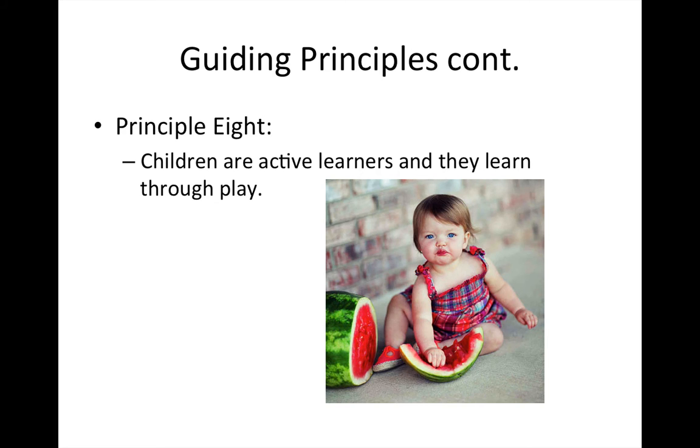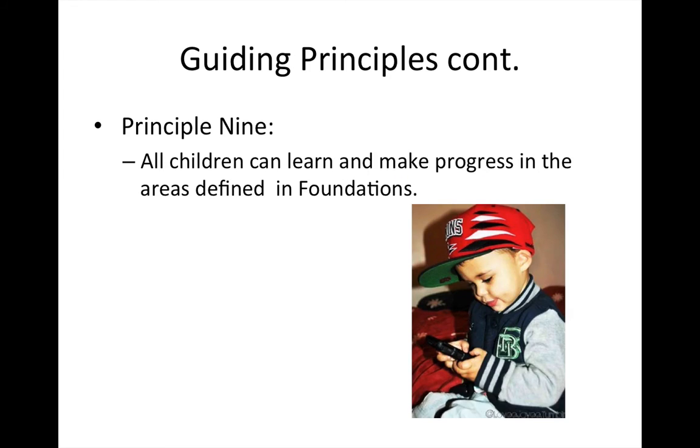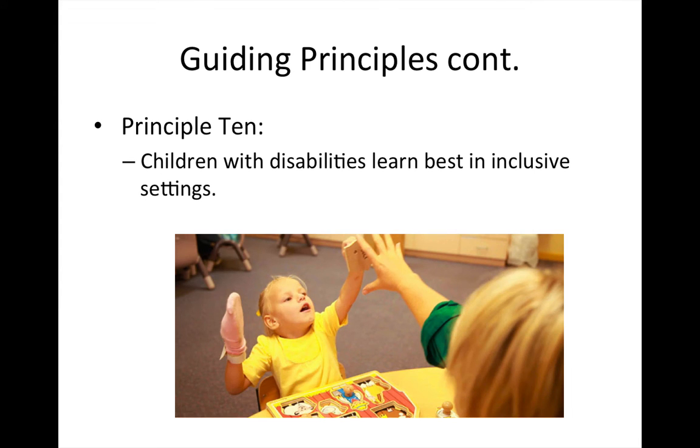Principle 8 is that children are active learners and they learn through play. Children need all the hands-on learning experiences we can give them in order to develop the skills and knowledge described in Foundations. Principle 9 is that all children can learn and make progress in the areas defined in Foundations. All children, no matter what their circumstances, can learn and make progress along the continuum of developmental indicators, as we will look at in just a few minutes.